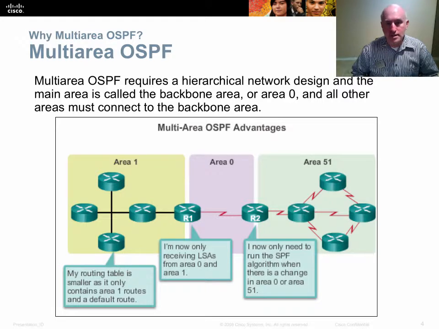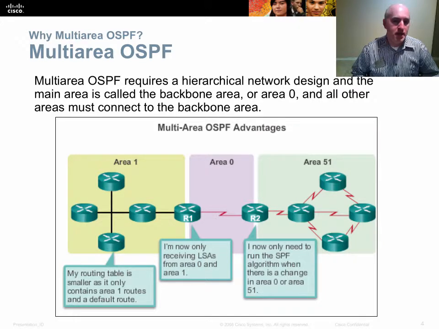You always have an area 0, and you learned that last chapter. Area 0 is the area you used for single area OSPF, and what we're going to do now is add adjoining areas. Each adjoining area will always connect into the backbone area. So you couldn't connect area 1 to area 51, for instance. That's not allowed. They'd have to be connected through area 0. So each area, it's kind of a two-level hierarchy with area 0 connecting all the other areas.